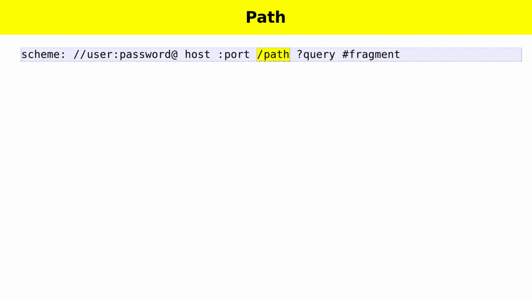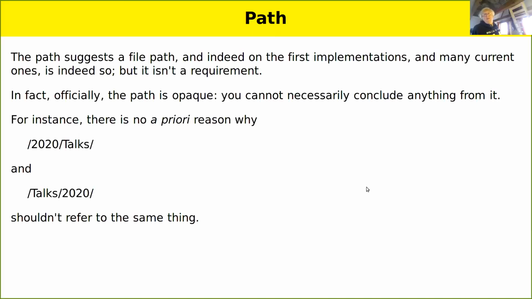So then we've got the path. It suggests a file path. It looks like a Unix file path, and indeed in the first implementations and many current implementations, it is indeed so. But it's not a requirement that it be a file path. Officially, the path is opaque. That is to say, you're not allowed to conclude anything from it.